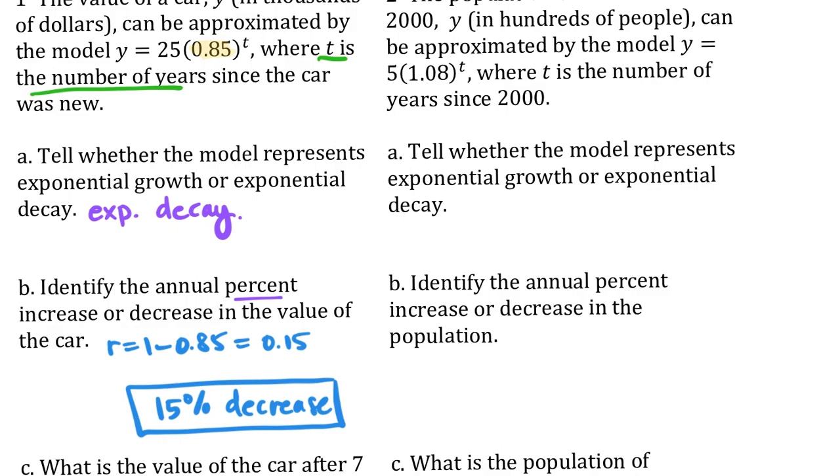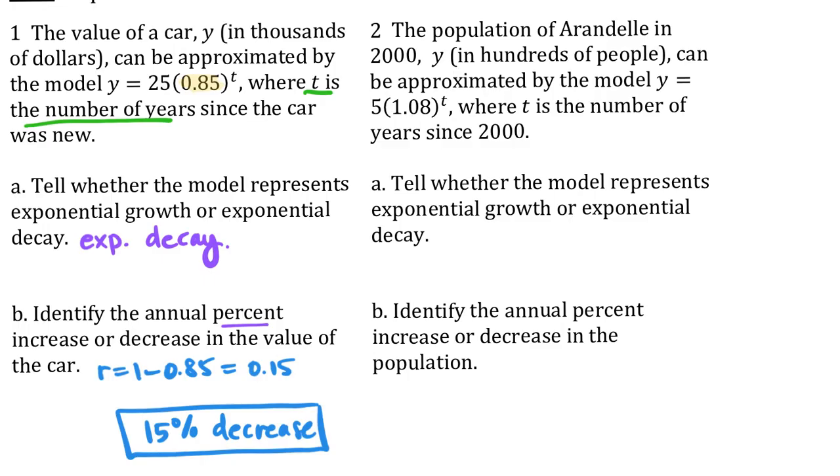These look crazy, but we're going to read them, and they're not that bad. So this is the population of Arendelle in 2000, Y in hundreds of people, which can be approximated by the model Y equals 5 times 1.08 to the T. Since the exponent is a variable, this is an exponential model. T is the number of years since 2000.